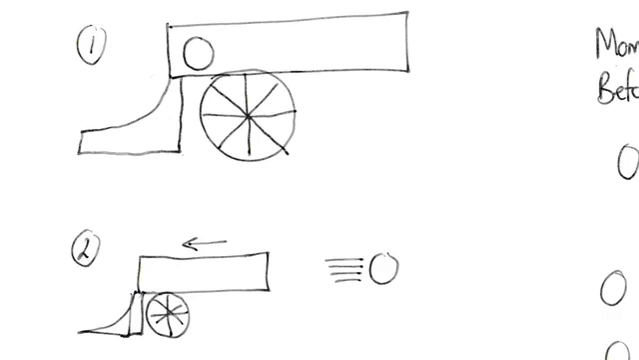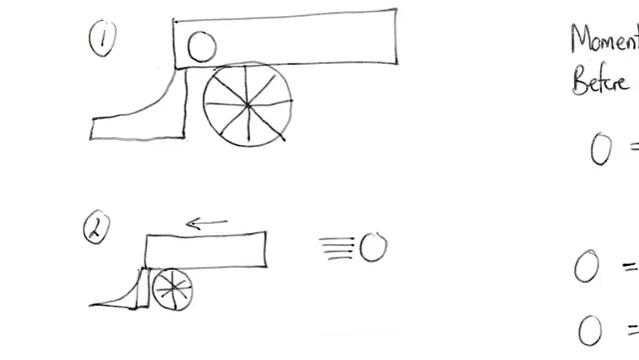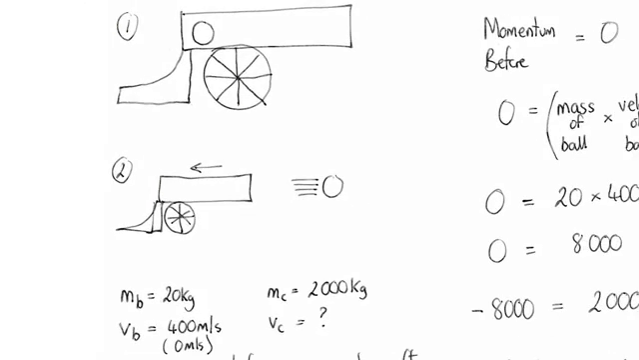Then what happens is the gun fires and the cannonball goes to the right, and the gun, you probably know, will recoil to the left. Now it is possible to predict at what speed these things will recoil. So let's imagine that we knew the ball had a mass of 20 kilograms, and the velocity of the ball was 400 meters per second. We are told also that the mass of the cannon is 2,000 kilograms. What's the velocity of the cannon going to be?